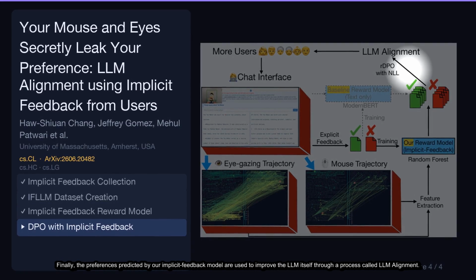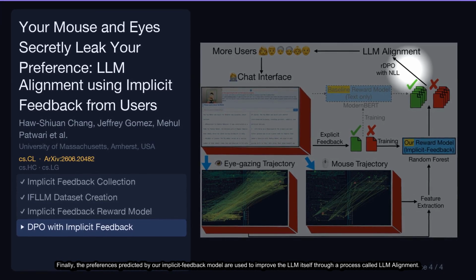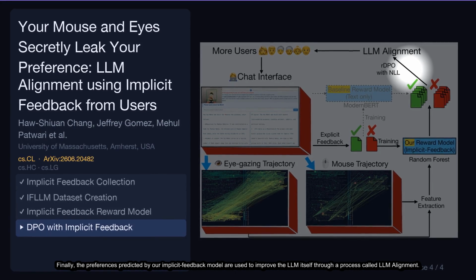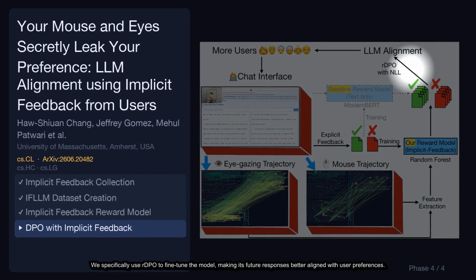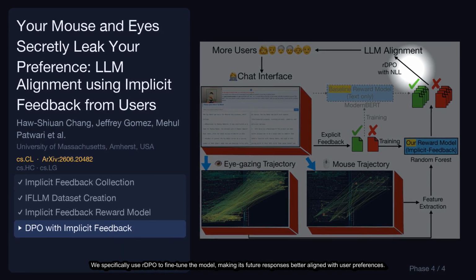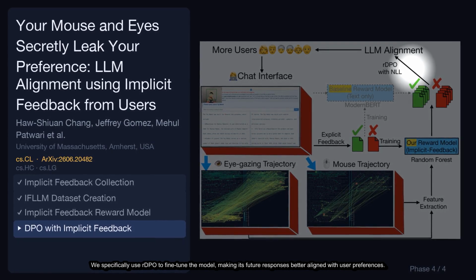Finally, the preferences predicted by our implicit feedback model are used to improve the LLM itself through a process called LLM alignment. We specifically use RDPO to fine-tune the model, making its future responses better aligned with user preferences.